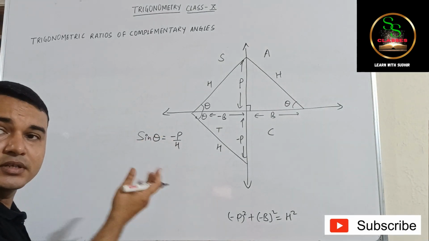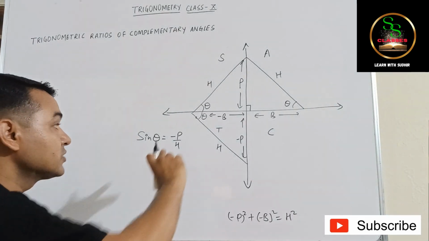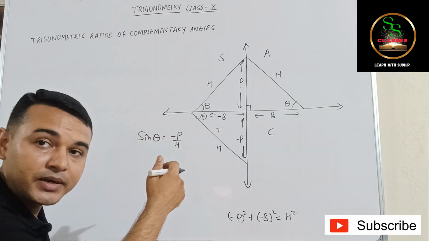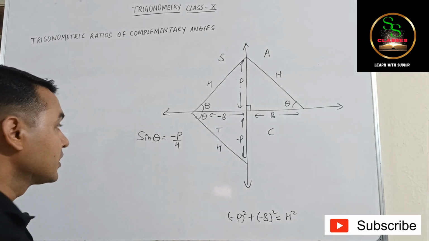Why? P is negative, then sin will be negative. And its reciprocal is what? Cosec. Cosec is also negative. Why? Hypotenuse by perpendicular. Perpendicular is negative, then cosec will be negative.